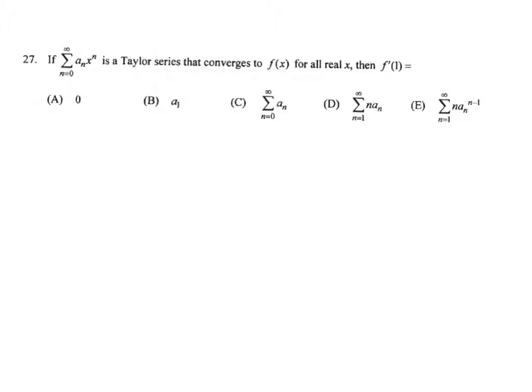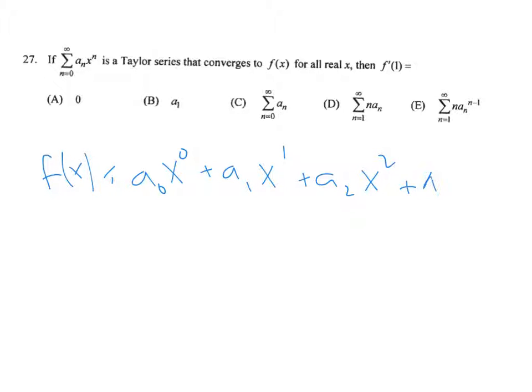All right, so you are told that the Taylor series converges to f of x for all x. What's f prime of 1? Well, there's a couple ways of doing this. One is just to write a couple terms of it, and things will, I think, come out kind of clear. So f of x is equal to a sub 0, x to the 0, plus a sub 1, x to the first, plus a sub 2, x squared, plus a sub 3, x cubed, plus dot, dot, dot.